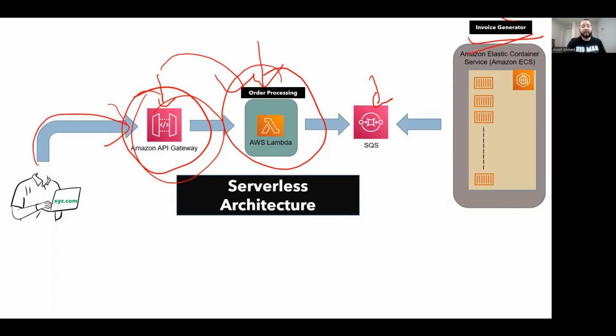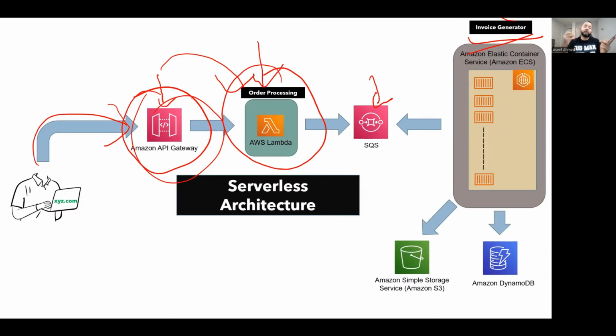So as soon as the order processing service sends some details into SQS, the backend microservice, the invoice generator, will get the details from SQS and process some data. This microservice will generate an invoice and store it in an S3 bucket. At the same time, it will store some other details in a DynamoDB table for future reference.